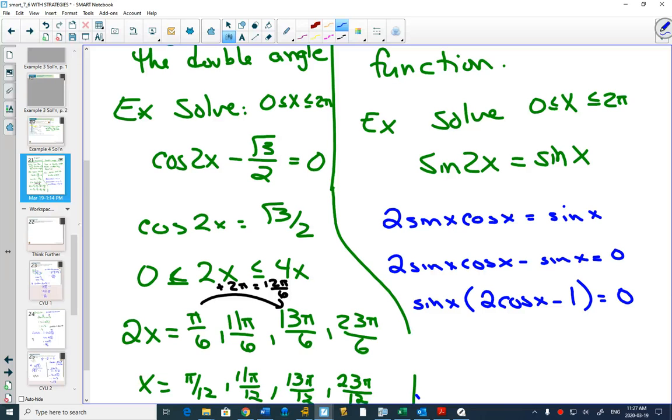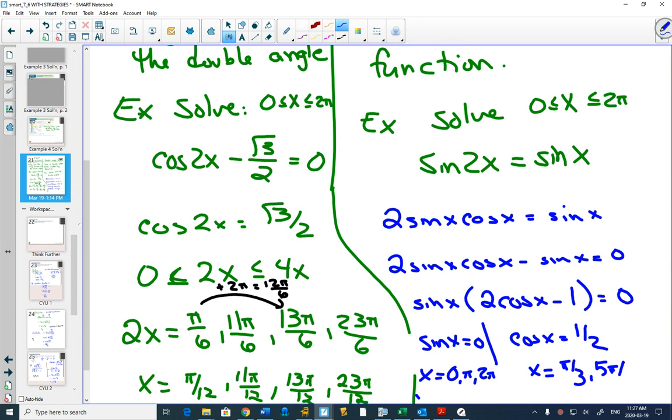Once that factor is taken out, that means that either sine x could be 0 or cos x could be a half. So from your pi plate, this is at 0, pi and 2 pi. I check my domain. Both 0 and 2 pi were included, so I have all 3 of those answers. And this is your pi over 3 family, quadrant 1 and quadrant 4.